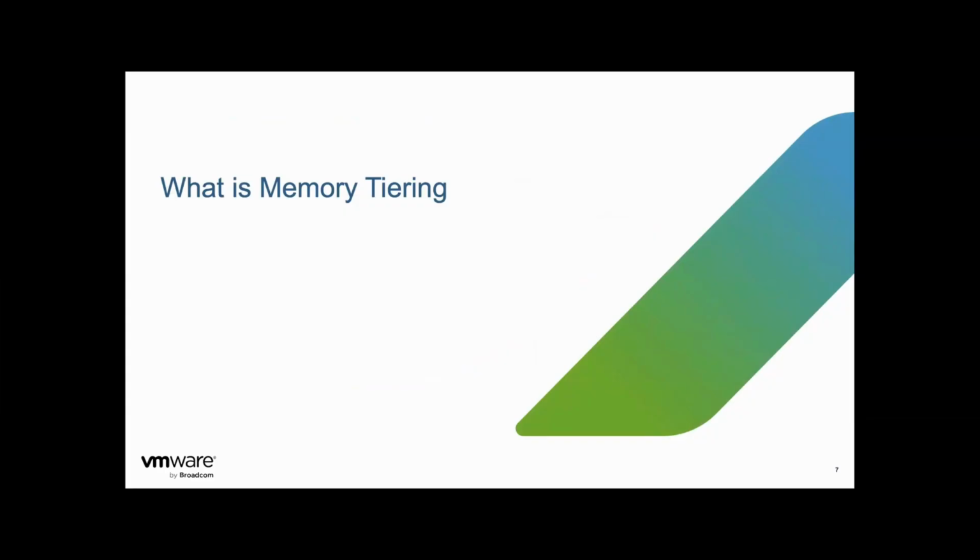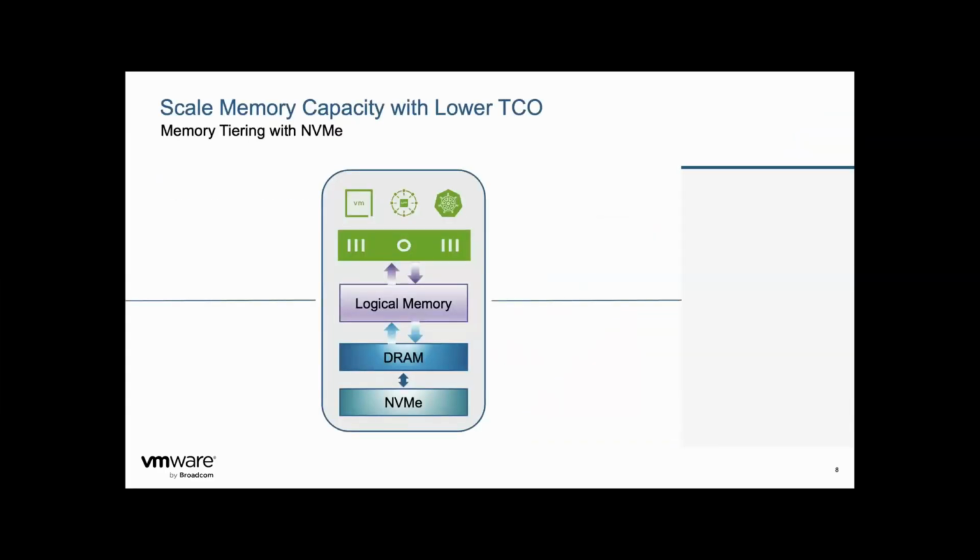So what exactly is memory tiering? Here the green box is an ESX host, and on top of that you have VMs, containers, or applications running. Typically, they look at DRAM as the only source of memory. But what we're doing now is breaking up that memory allocation, or the way we present it through the host, into 2 tiers. DRAM will be your tier 0, and NVMe will be your tier 1. We aggregate those 2 tiers and present that memory as logical memory through the host to the VMs, the containers, anything that you're running on your host. We present it as one.